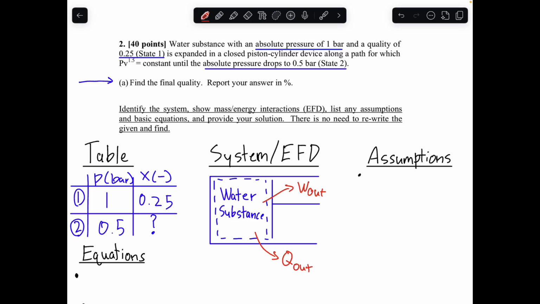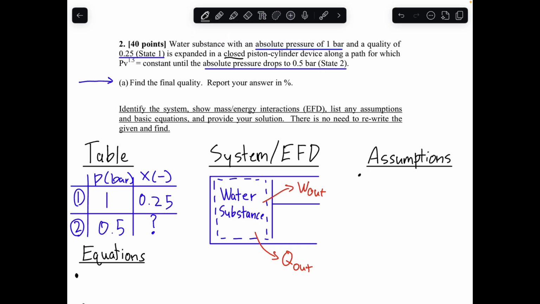If we were doing some external heating to the water, then we could draw this arrow going into the system, but it's just going to lose some heat, so I'm going to draw it going out. So now we can move on to our assumptions, since that's all we have in our energy flow diagram.